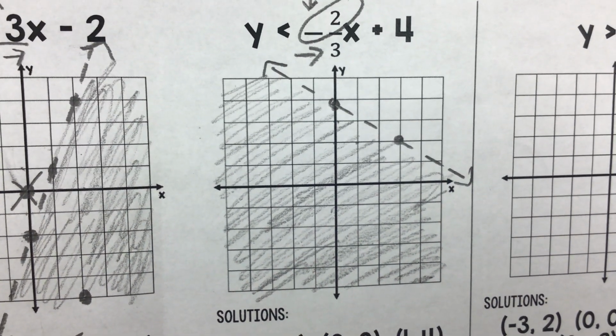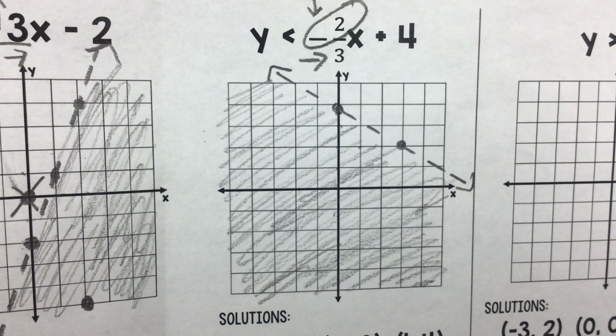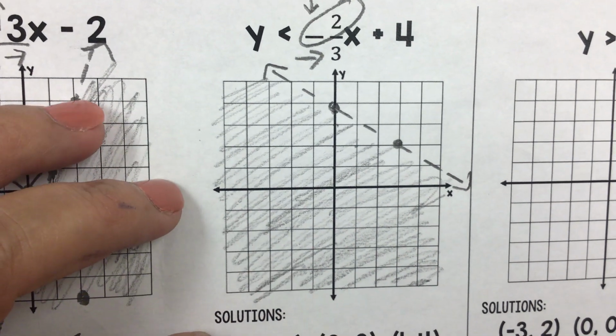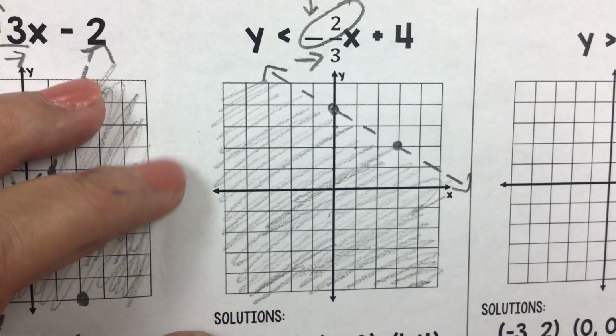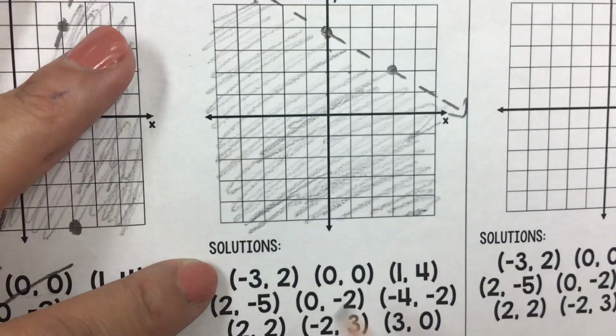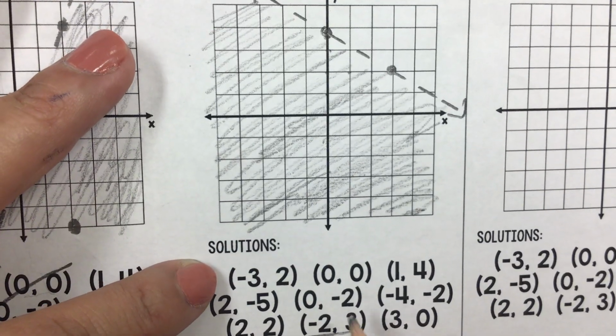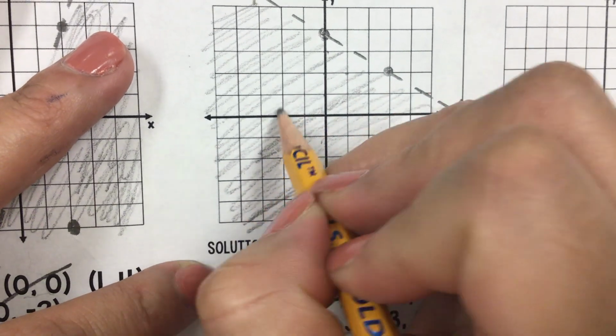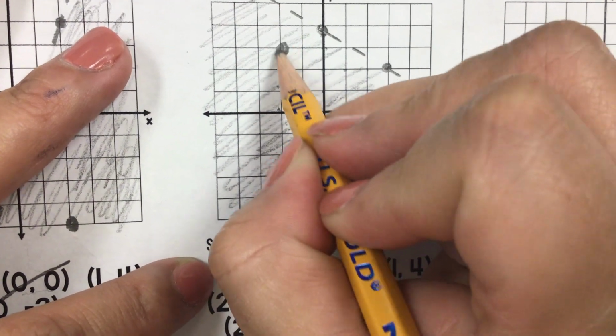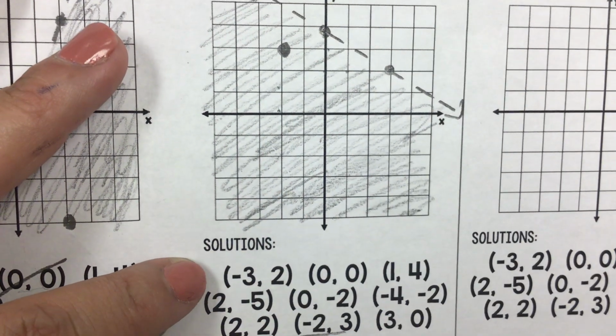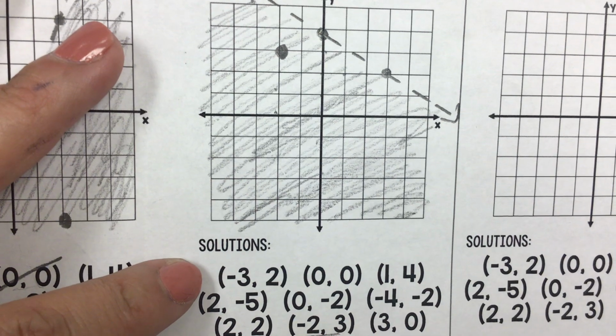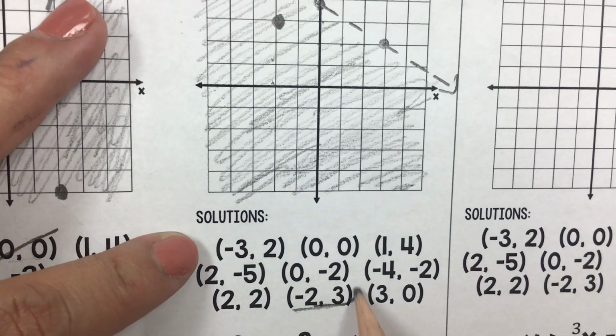Let's check just a few. Let's check -2, 3. This one right here. -2, 1, 2, 3, 1, 2, 3. It is part of the solution set because it is on the shaded region. So we're going to circle that.